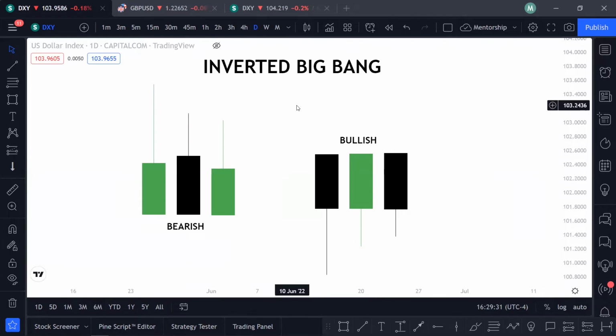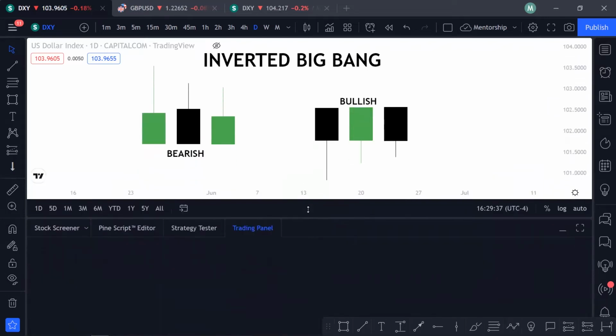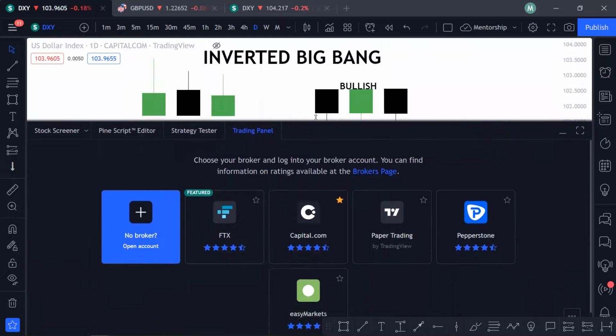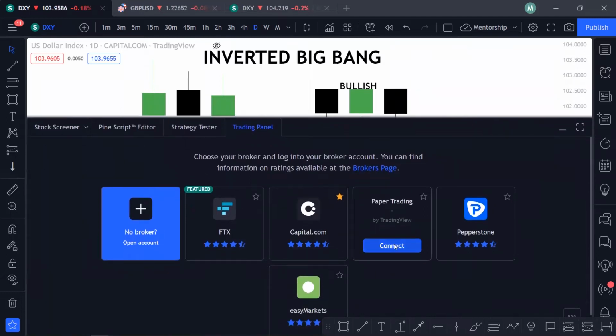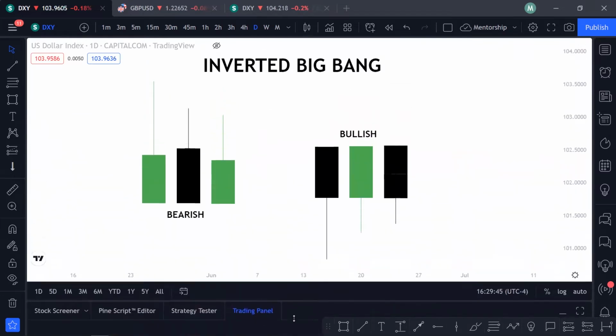Bw'oba toyina account oba broker kuwa demo, just come to TradingView, click here, and you will have a demo account.